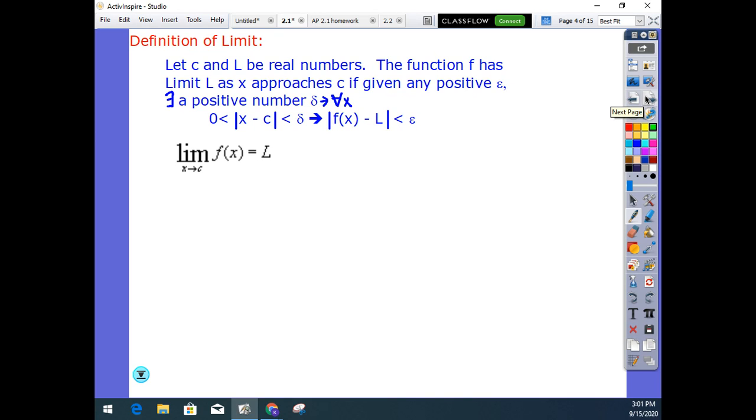I think one of the first times I freaked out in calculus was this definition of a limit, because all of a sudden there's all this Greek stuff and it looks super confusing. Let C and L be real numbers. The function f has a limit L as x approaches C if, given any positive epsilon, there exists a positive number delta such that for every x, this statement is true.